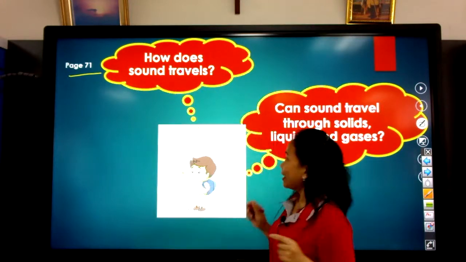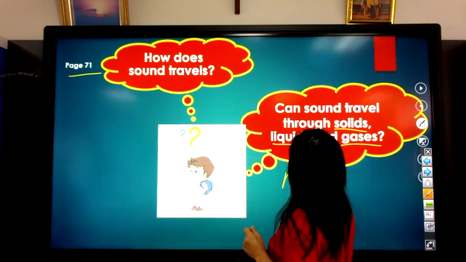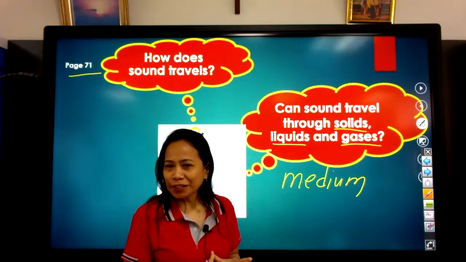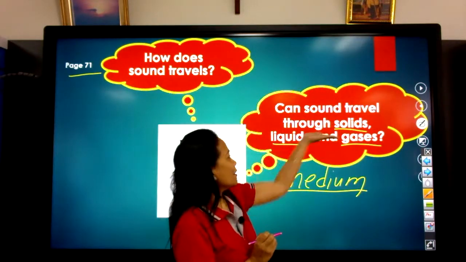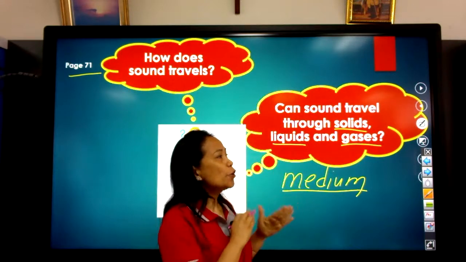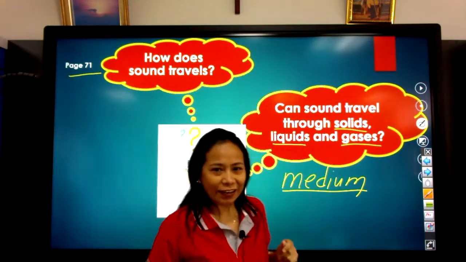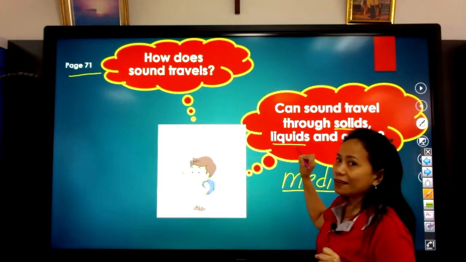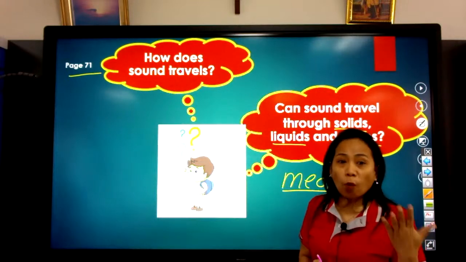So remember class, our vocabulary today: solid, liquid, gas, sometimes we call it medium. When you encounter or read the word medium, it means solids, liquids, or gases. That is our vocabulary word today because you will encounter it as we do our laboratory activity. Remember the question: can sound travel through solid, liquids, and gas? If your answer is yes, how fast? If the answer is no, why?